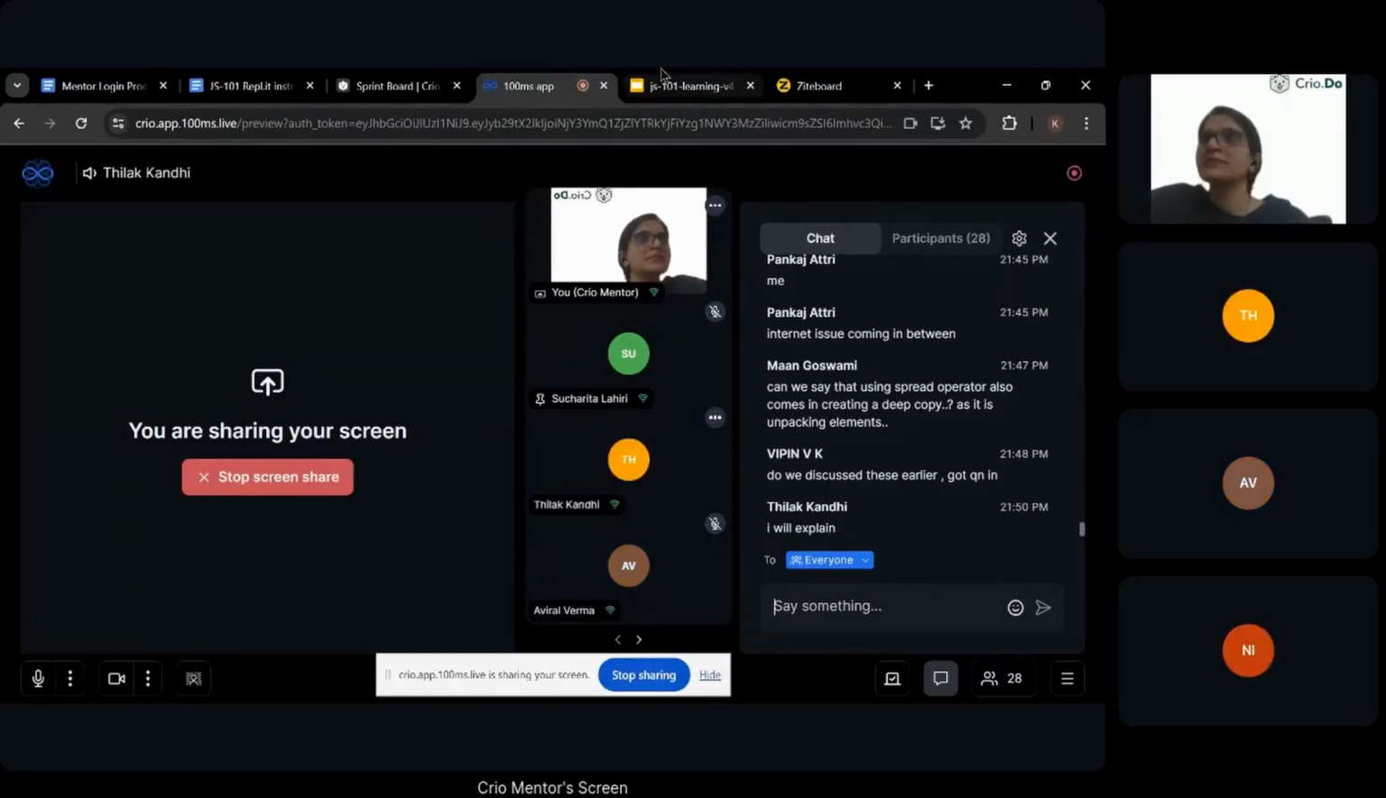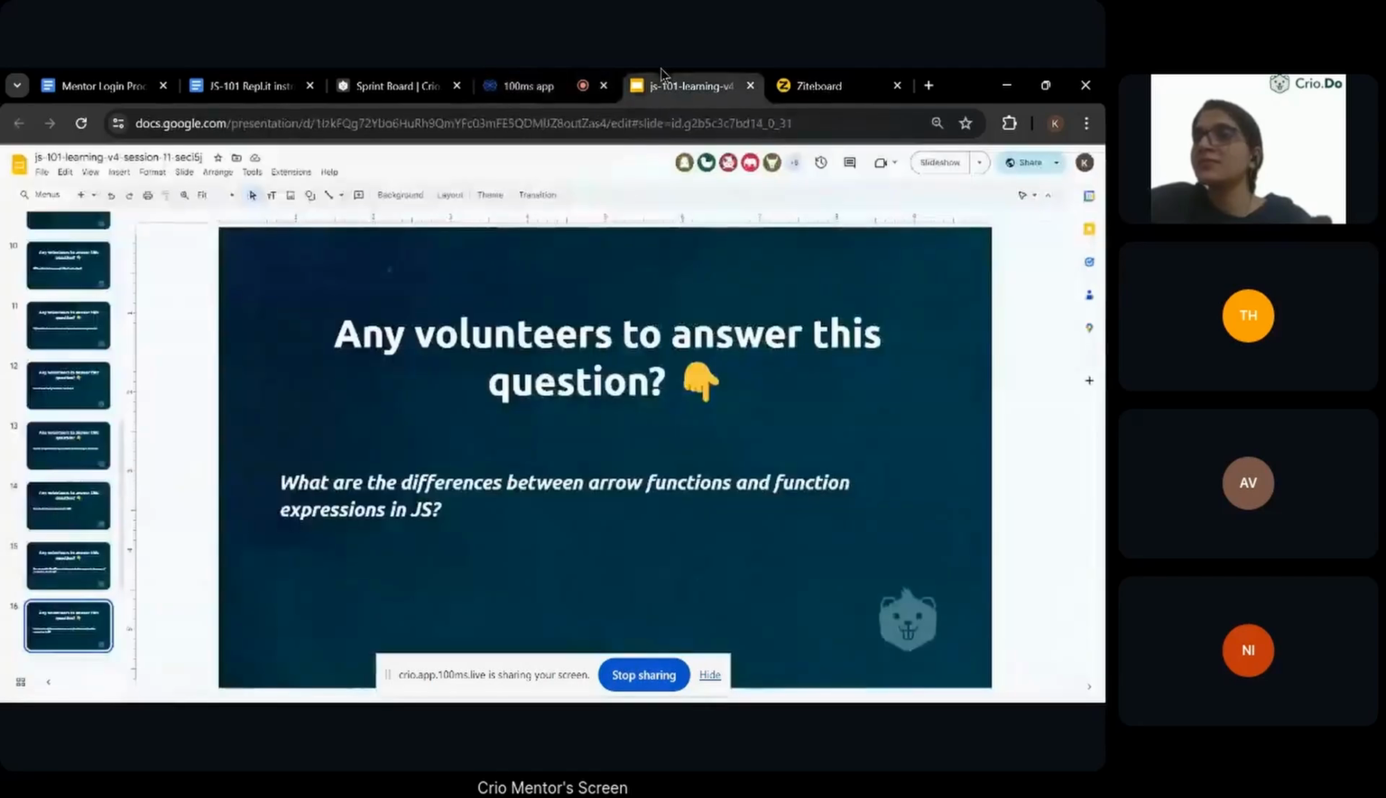Yes, ma'am. Am I audible? Yes, ma'am. The difference between arrow and function is the syntax, where the arrow function is like a shorthand method, like the syntax, and function expression is an expression that is given to a function. So that is the main difference between the arrow and function expression.